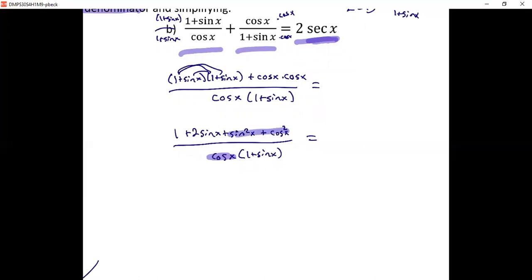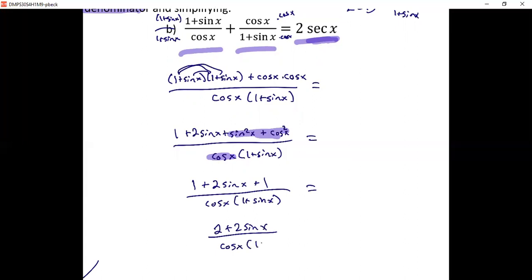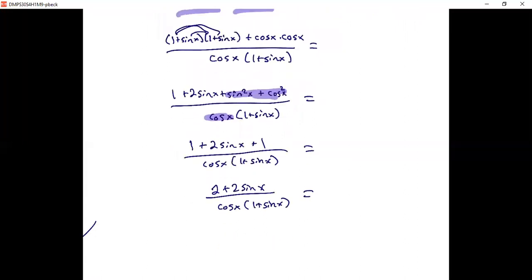Our Pythagorean identity, sine squared plus cosine squared, means I have 1 plus 2 sine of x plus 1 over cosine of x times 1 plus sine of x. And I hope some of you are seeing what's happening now. This is 2 plus 2 sine of x over cosine of x times 1 plus sine of x. And I can factor out the 2, and I'm left with 1 plus sine of x over cosine of x times 1 plus sine of x.